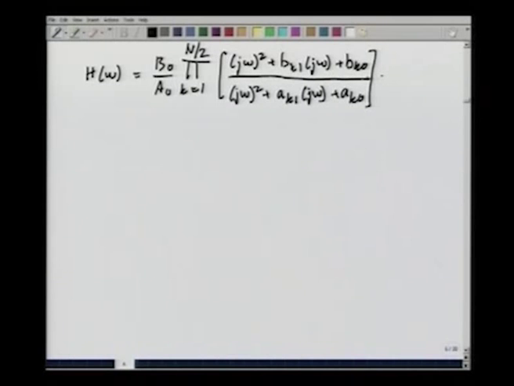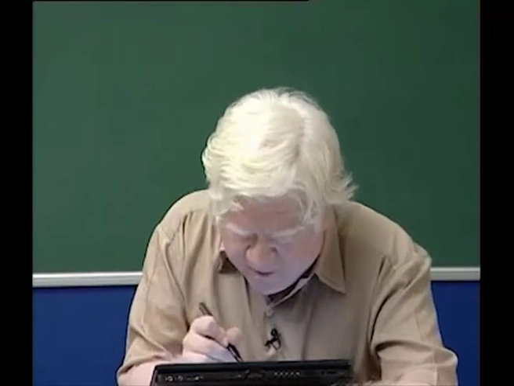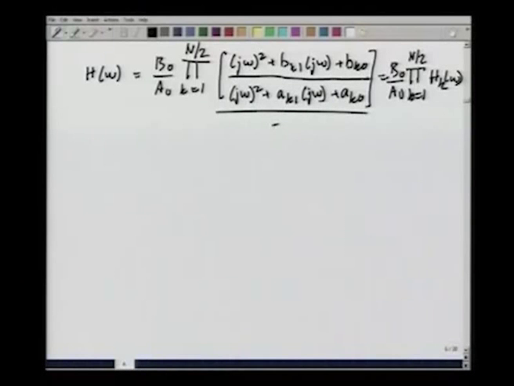Which I will write as B0 by A0 times the product k equals 1 to n by 2 of h k omega. So, it is a product of each of these factors, and a factor like this is what I call h k omega.